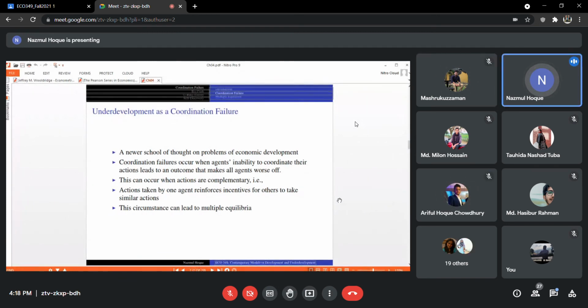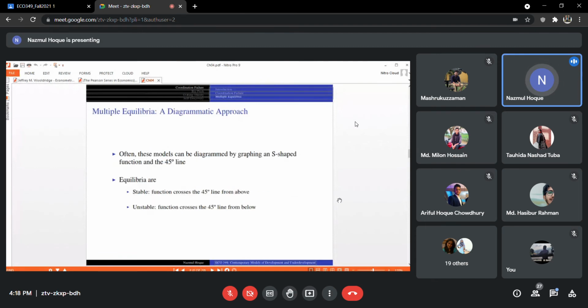So when actions are complementary, you will have this sort of coordination failure, and coordination failure leads to multiple equilibria. In our example, one is a bad equilibrium, another is a good equilibrium. The bad equilibrium is the scenario where the investor does not invest and the people don't get the training. And the good equilibrium would be a situation where the investor invests and the people also receive the training to work for the firm.